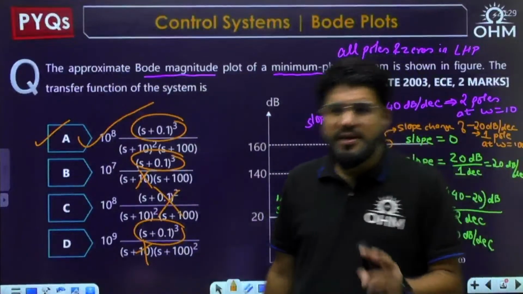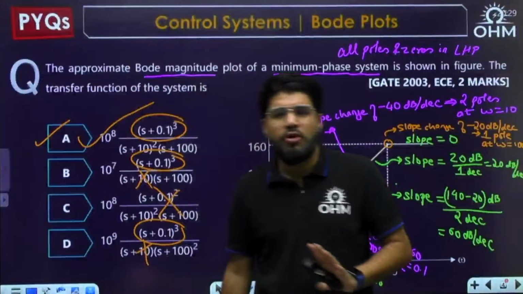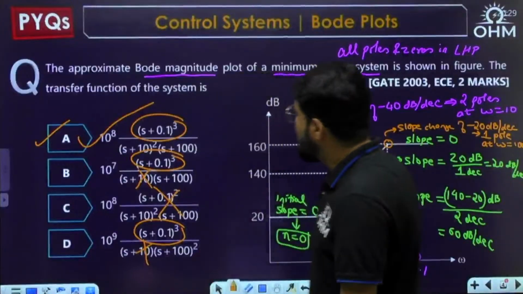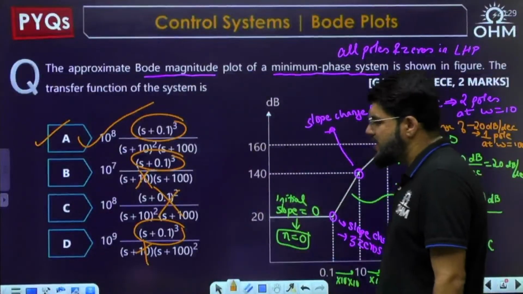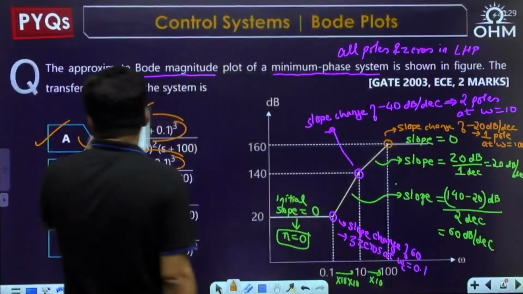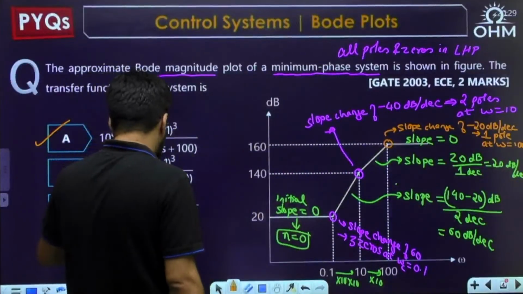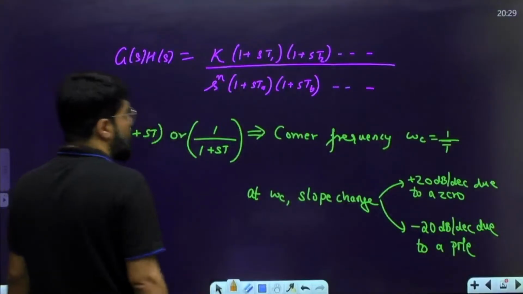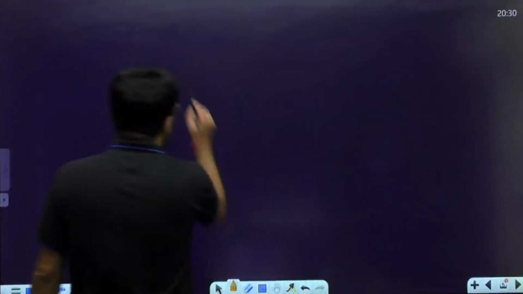I did not tell you this earlier because I wanted to go in the complete flow of the problem. But only by the location of poles and zeros, we can say it is option number A. What did I say? I can simply say that there are 3 zeros.